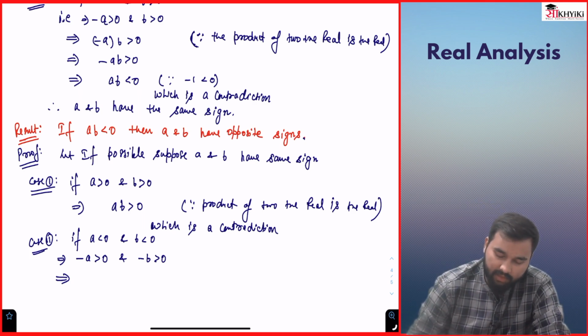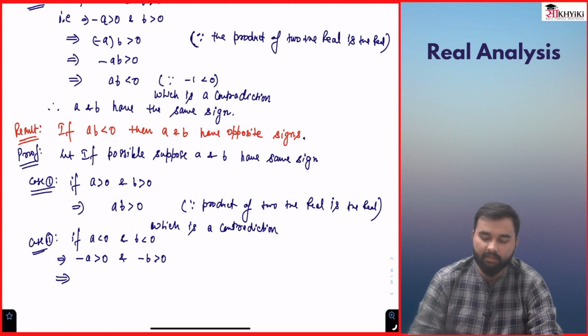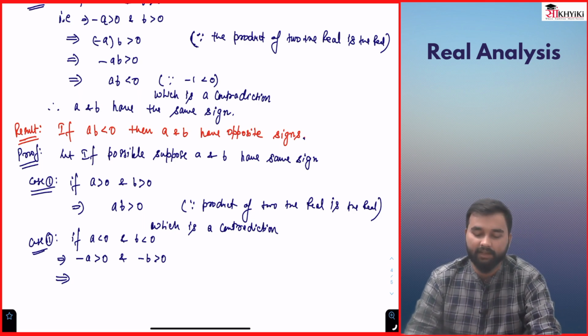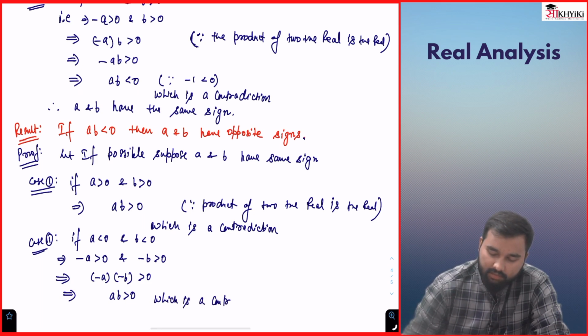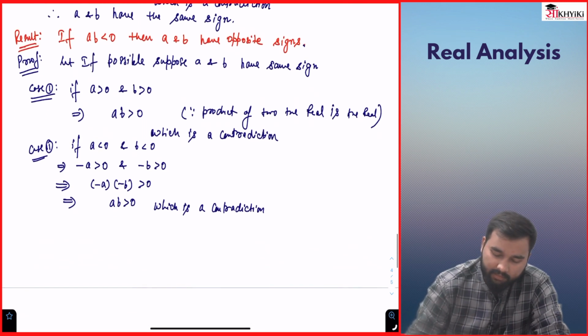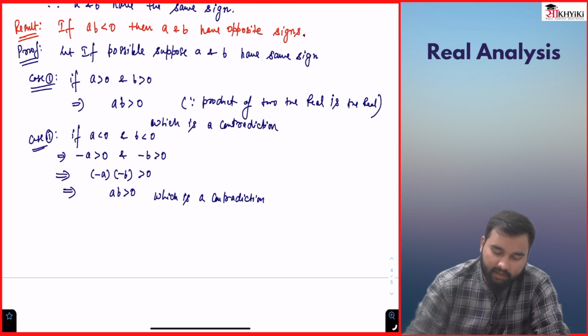And from here, what we have again, negative of A and negative of B, both are positive real numbers. So yes, their product must be a positive real number. Negative of A times negative of B must be greater than 0. And from here, we have AB is greater than 0, which is again a contradiction. Why? Since the product of A and B is negative.